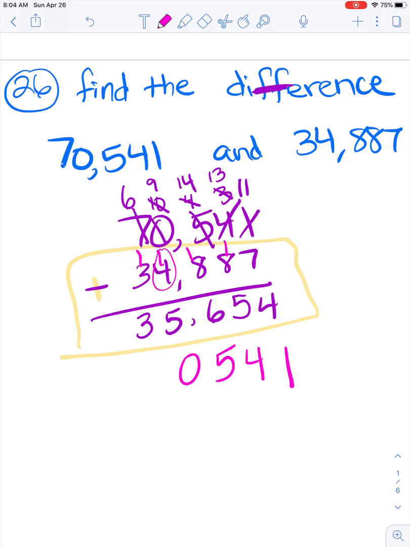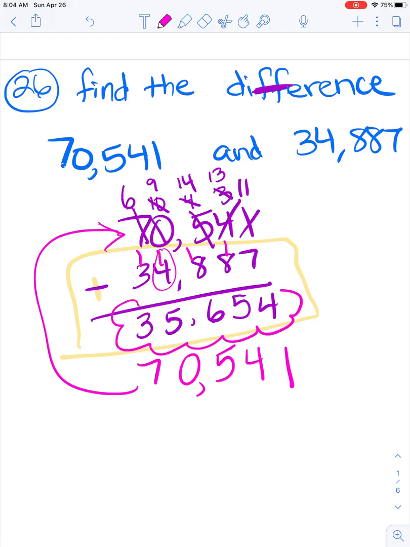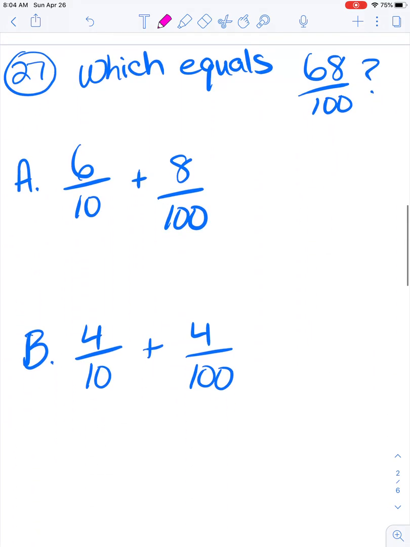Here, I made a 5, so 5 plus 5 is 10. Here, 3 plus 3 is 6, plus 1 is 7. We come up with the first number we started with, so our answer of 35,654 is correct.